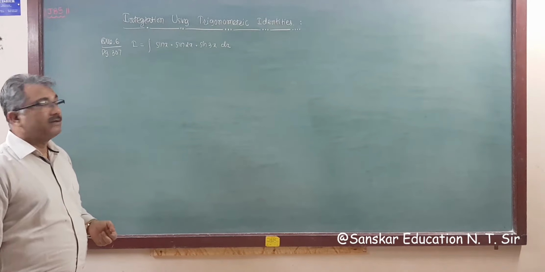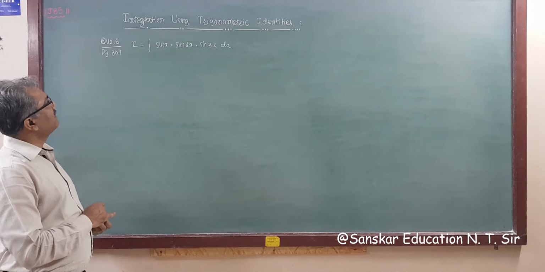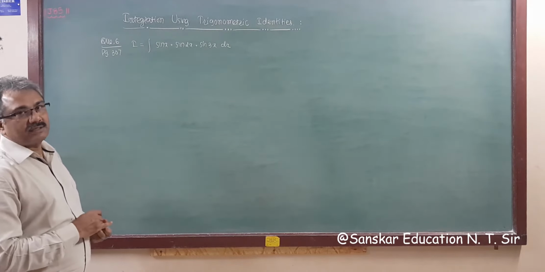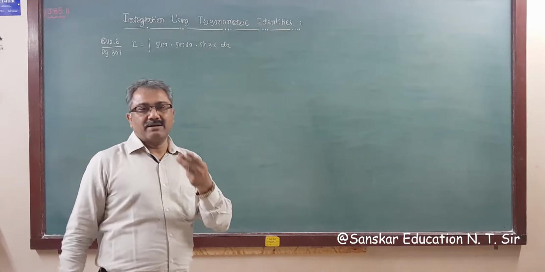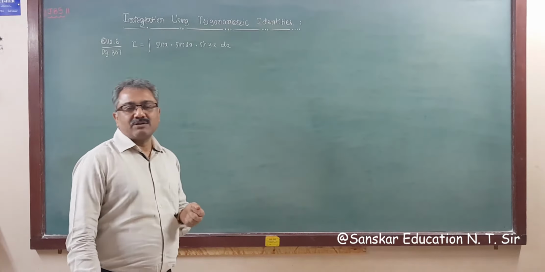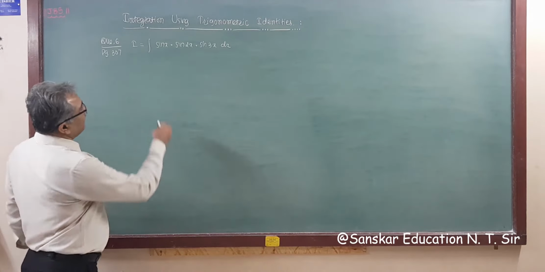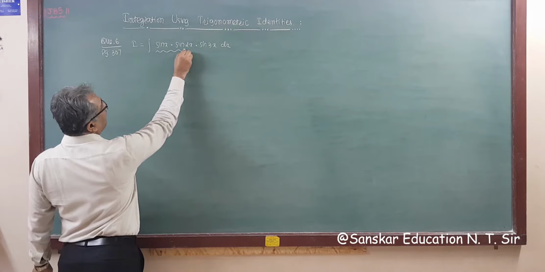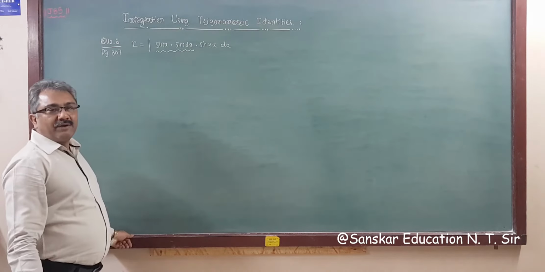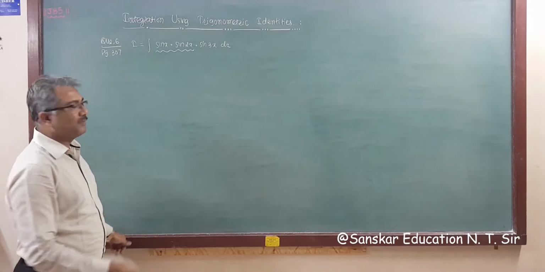Question number 6, page 307. Given that I is equal to the integral of sin x, sin 2x, sin 3x dx. There are three functions in multiplication, and we have to express them into addition or subtraction form, right? So applying the addition subtraction form, we need to divide by 2 and multiply by 2.